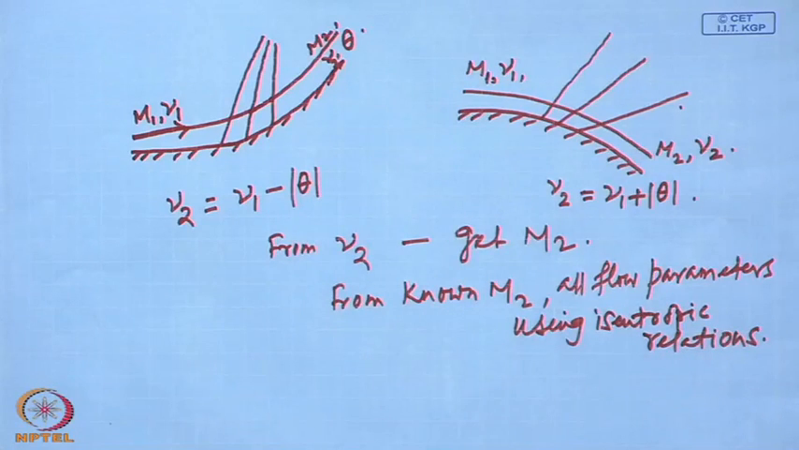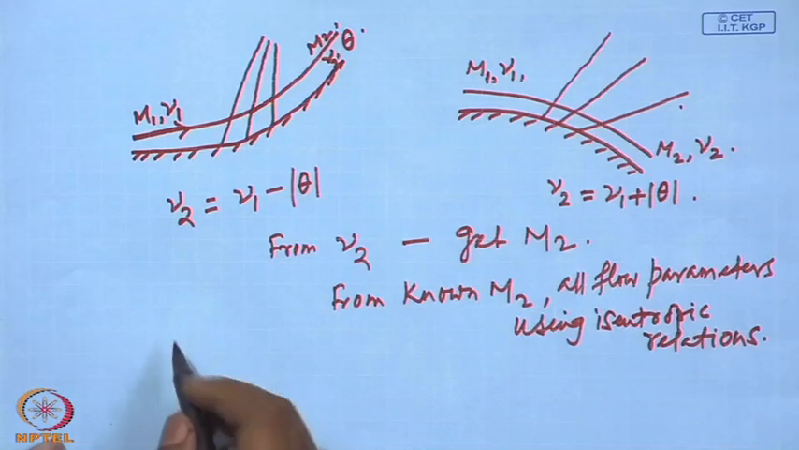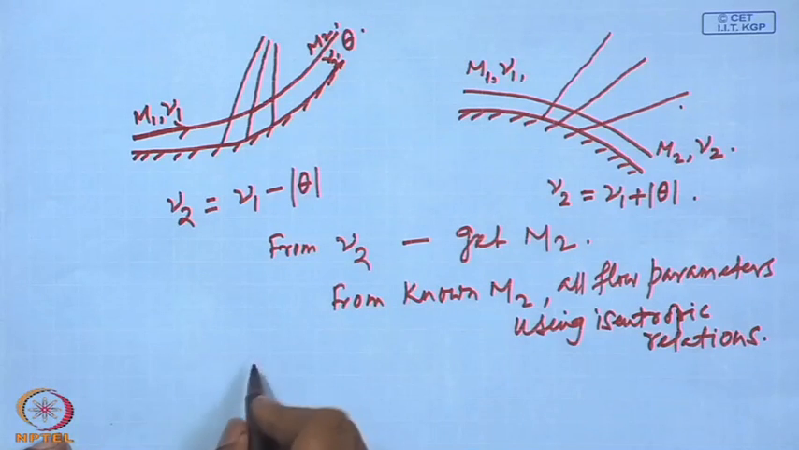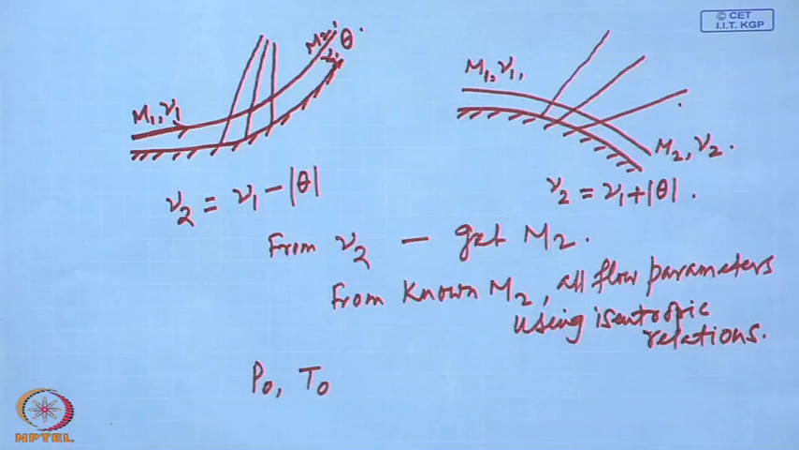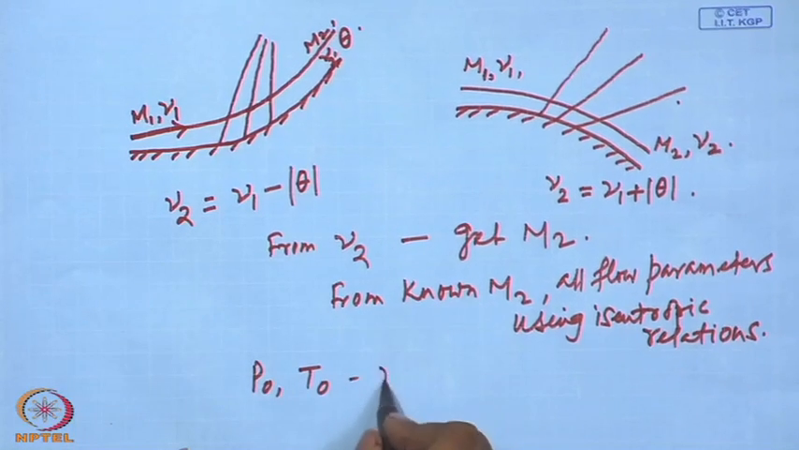And since in these cases we are considering only isentropic turns, P0 and T0, that is total pressure and total temperature, remain constant.